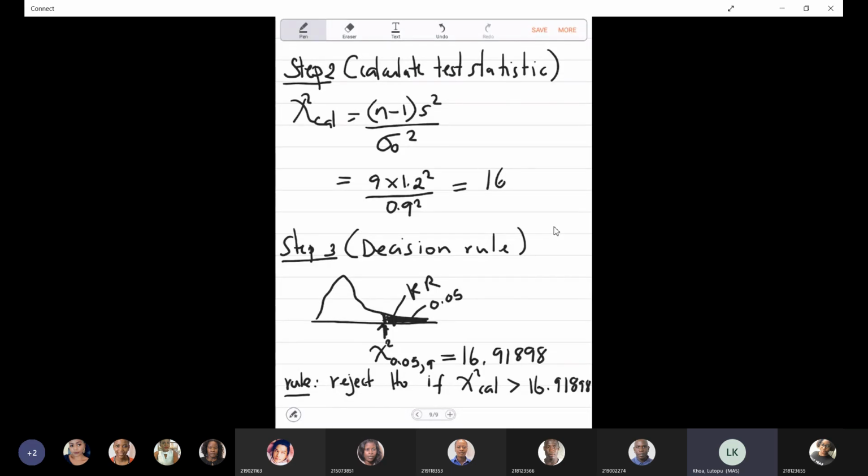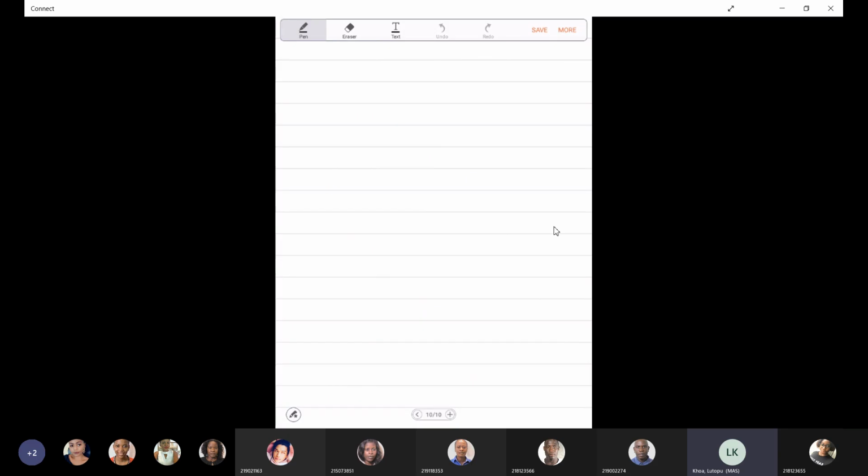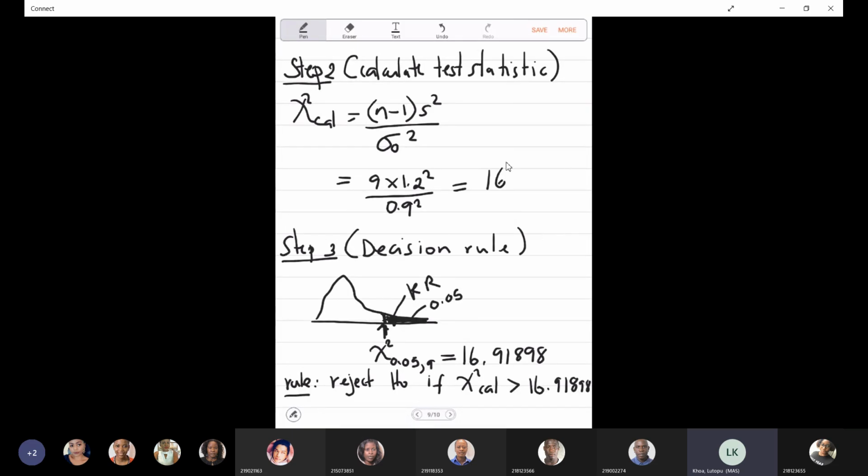Then step number 3, we need to actually make that decision. Sorry, step number 4. Step 4, this is what our decision is. So if we look at what we got over here, this is our calculated value. We say that we will reject H naught if the calculated value is greater than our critical value over here. Here we have 16, over here we have 16.9. This is obviously less than that, so we will fail to reject H naught.